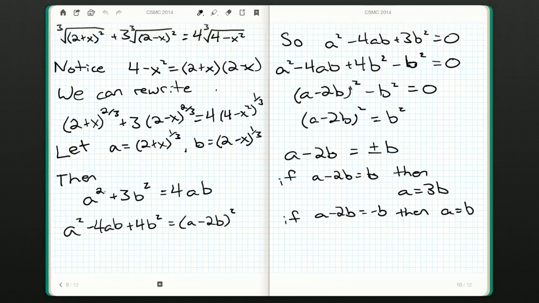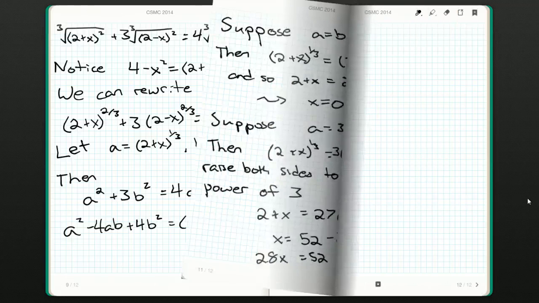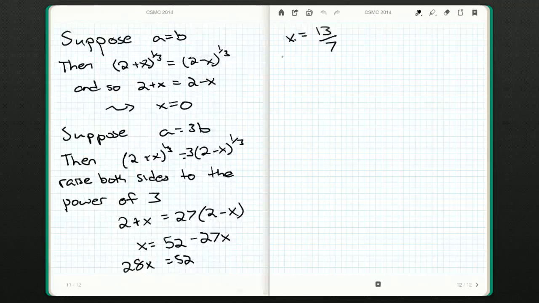Okay, we got it to this point. We noticed the similarity with a minus 2b squared. So we said, okay, that's what we're going to shoot for. And we were able to work it out and get very nice relationships of a expressed in terms of b. So we got our solutions. So x is equal to 0 or 13 over 7.